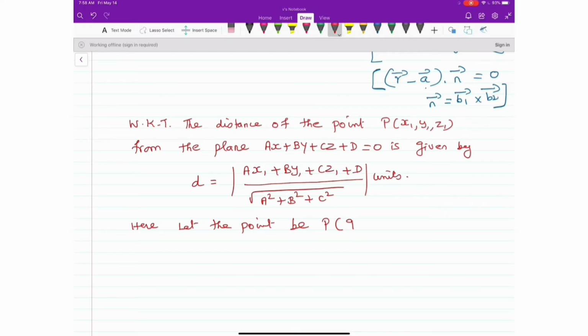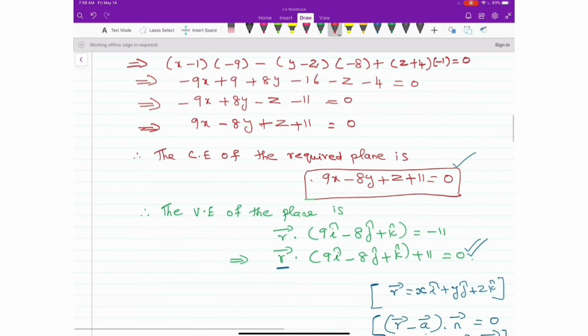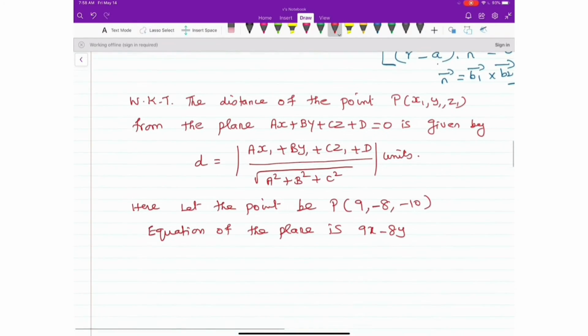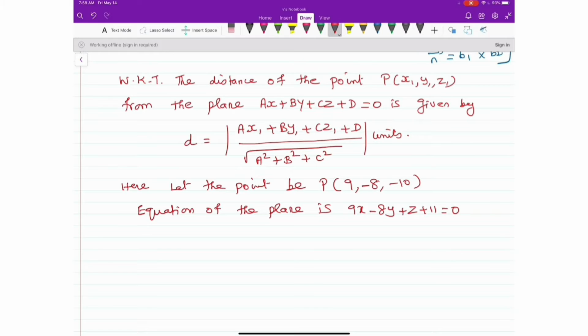P is (9, -8, -10). And what is the equation of the plane? Just now we got it. Equation of the plane is 9x minus 8y plus z plus 11 equal to 0. So, let me take the formula which I wrote here for the distance as 2 and the equation of the plane as 3.